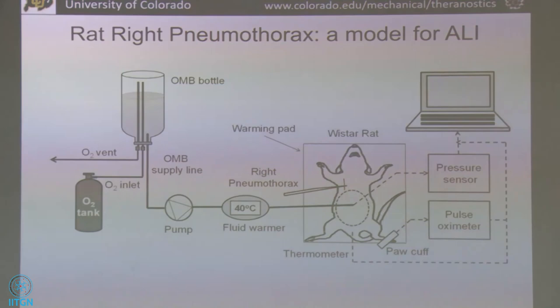Unlike humans, who have more symmetrical lungs, in the rat the lungs are asymmetrical. If you puncture the right side, the rat will die. You know, it has a left lobe.